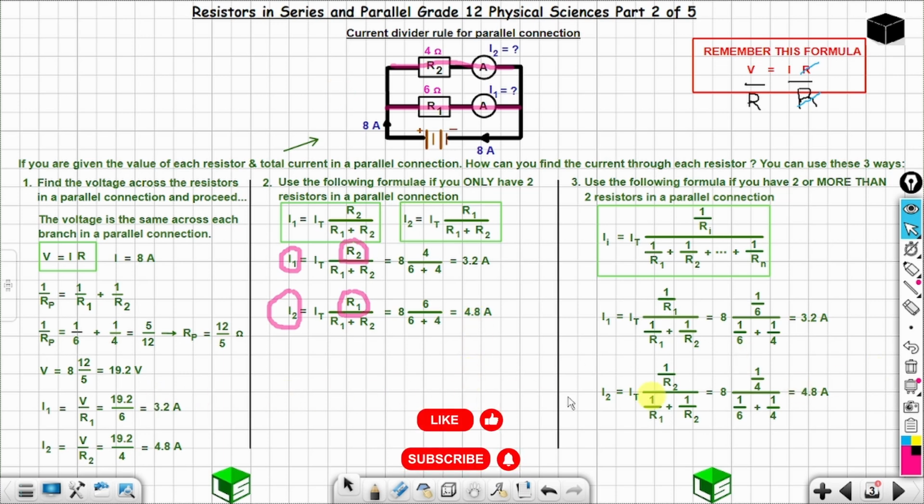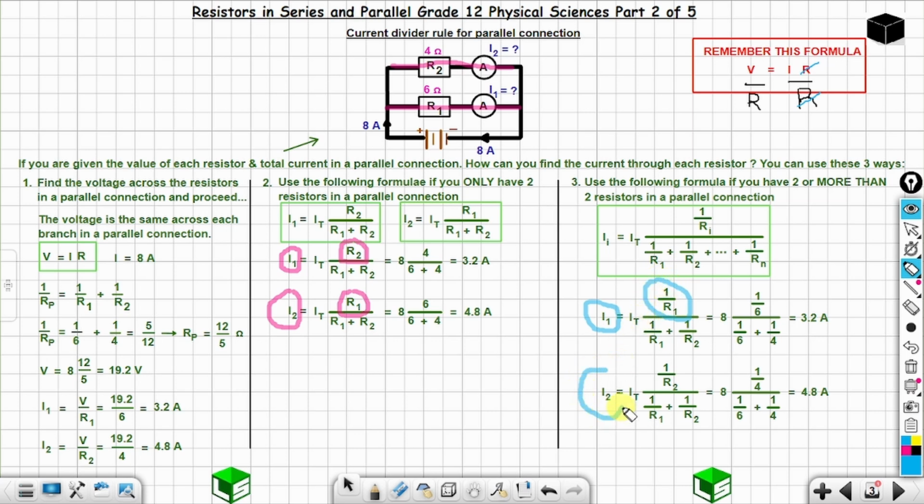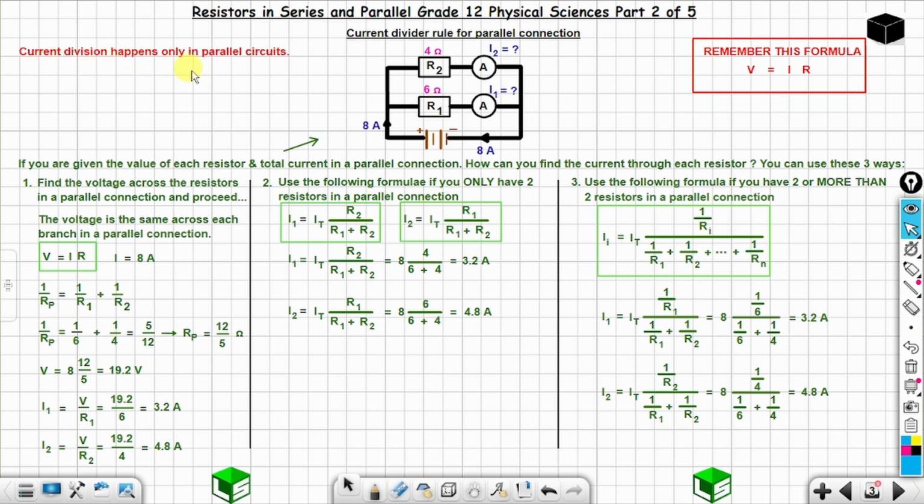The same answers. Now, you have to notice this: when you are calculating I1, you are going to have in the numerator 1 over R1. When you are calculating I2, you are going to have in the numerator 1 over R2. Let's move on. So remember, current division happens only in parallel circuits, not in series circuits.